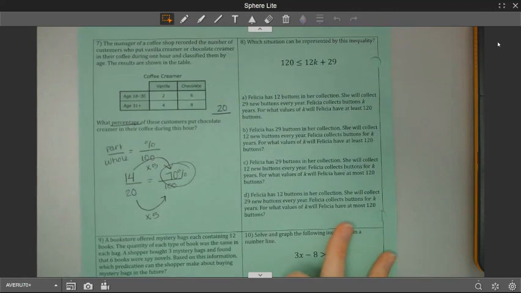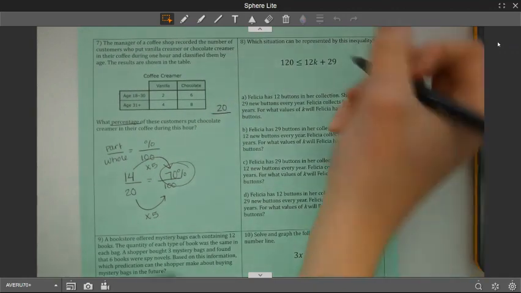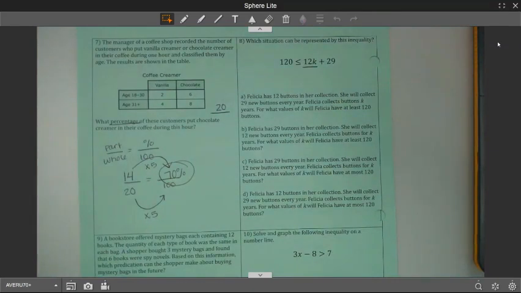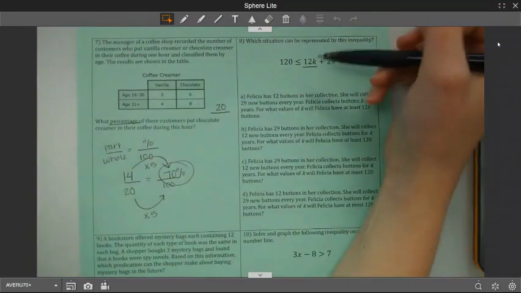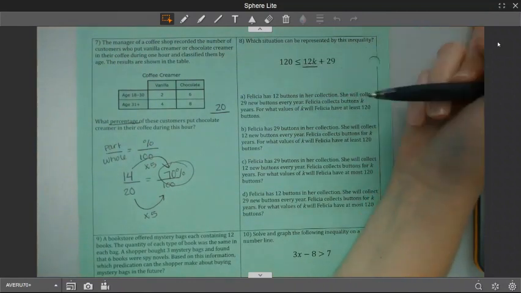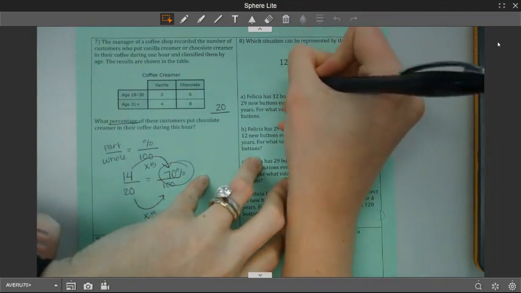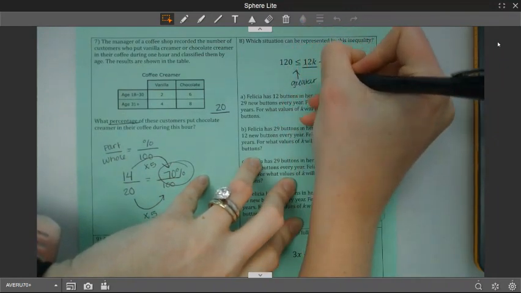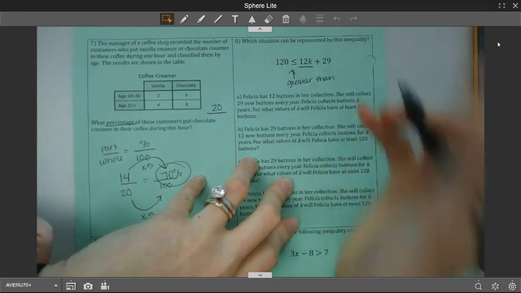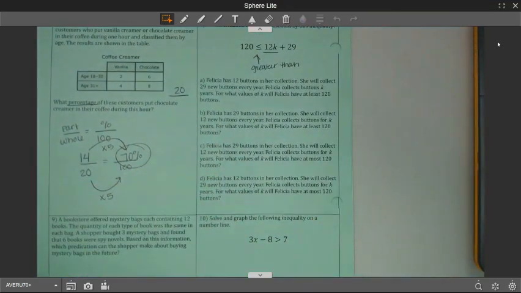Number 8, which situation can be represented by this inequality? Well, remember, you always read inequalities starting with the variable. So I'd be reading right to left, which is backwards for us. And when I see that I have the bigger side of the inequality sign closest to the variable, this is really a greater than sign.